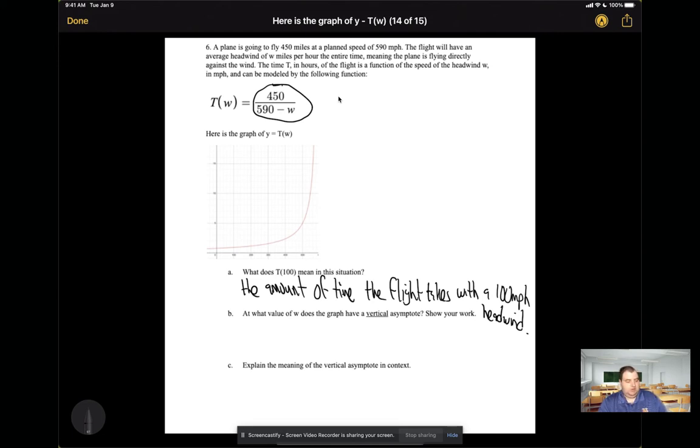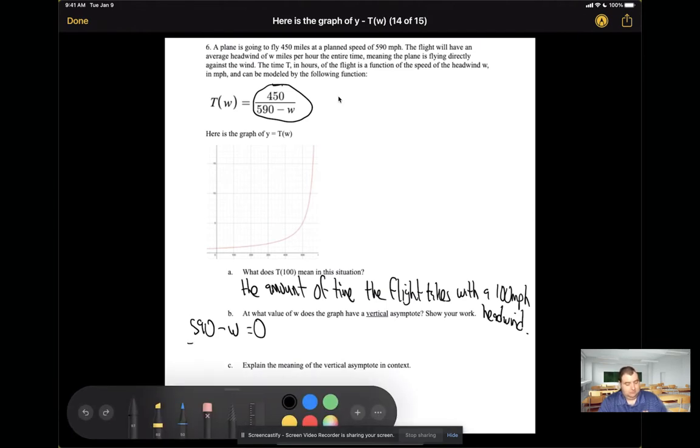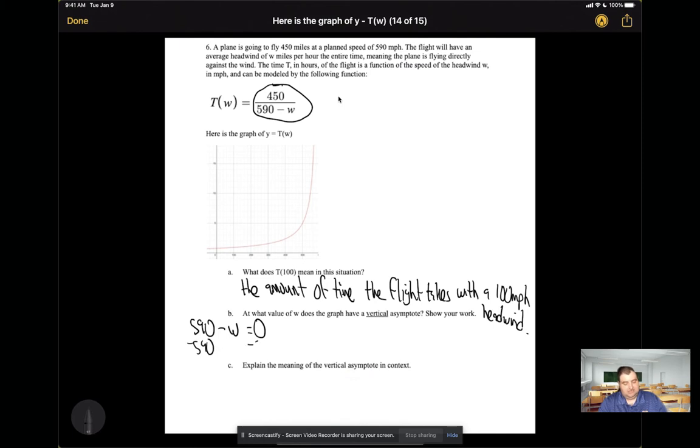Part B, at what value of W does the graph have a vertical asymptote? Show your work. All right, remember to find a vertical asymptote, all I do is I take the denominator, so 590 minus W, and I set that equal to 0. So I'm going to start off by subtracting 590 from both sides, and I end up with negative W equals negative 590.